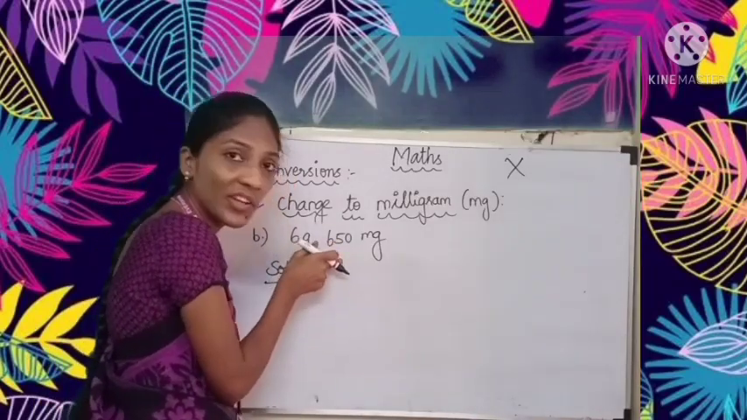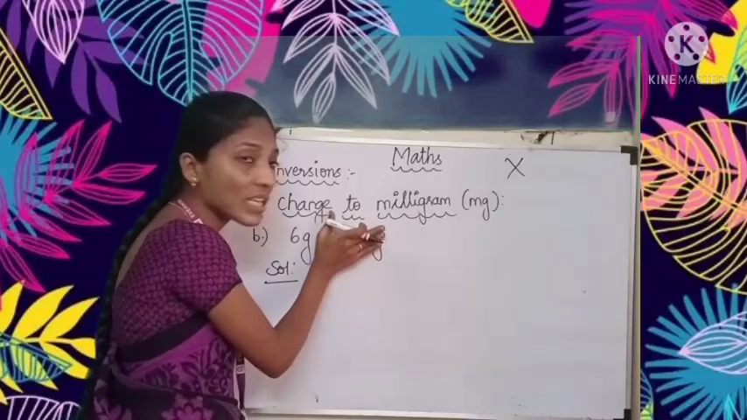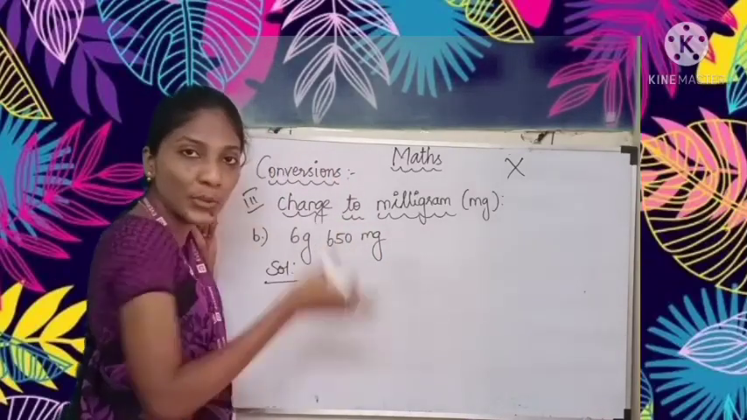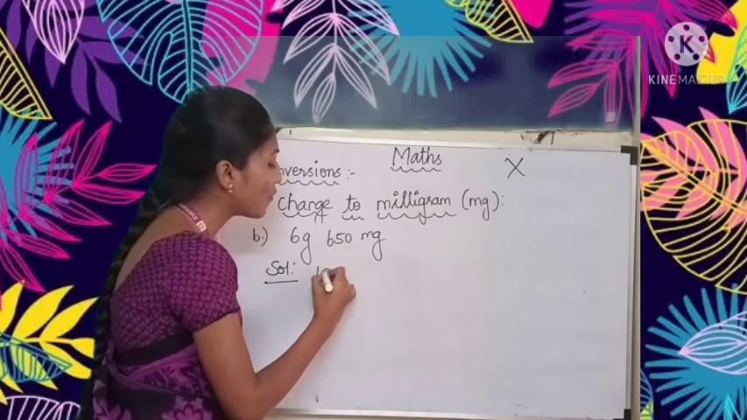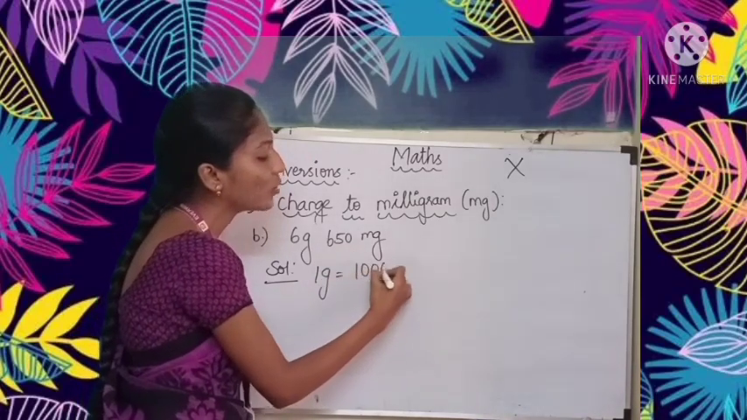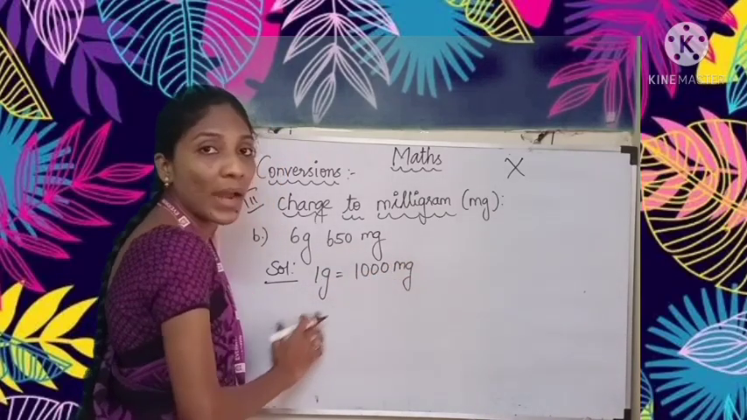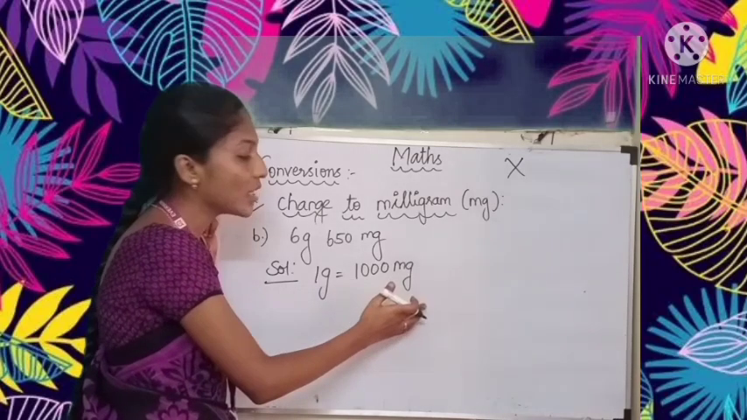It is already given in milligram, so no need to see this. First convert the gram to milligram. So first write the formula. 1 gram is equal to 1000 milligram.